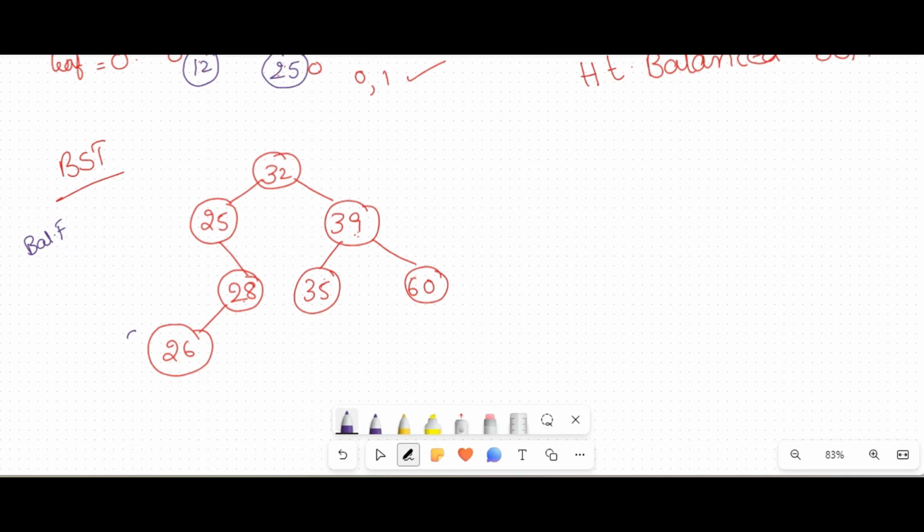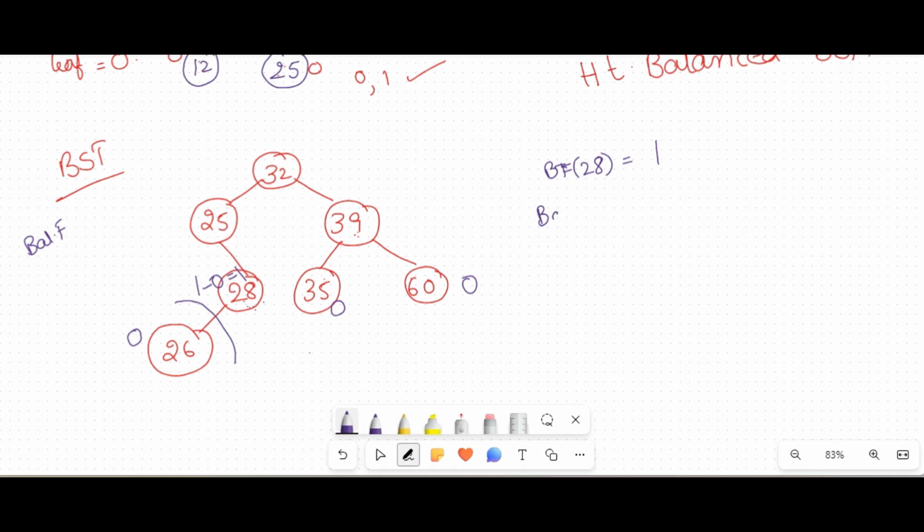Now 26 is a leaf node, 0; 35 is a leaf node, 0; 60 is a leaf node, 0. After writing the leaf nodes' balance factors, now come to the non-leaf nodes. As I said, from bottom to top we have to calculate the balance factors. Now for 28, the height of the left subtree is 1. There is no right subtree, so its height is 0. So the balance factor at node 28 is 1.